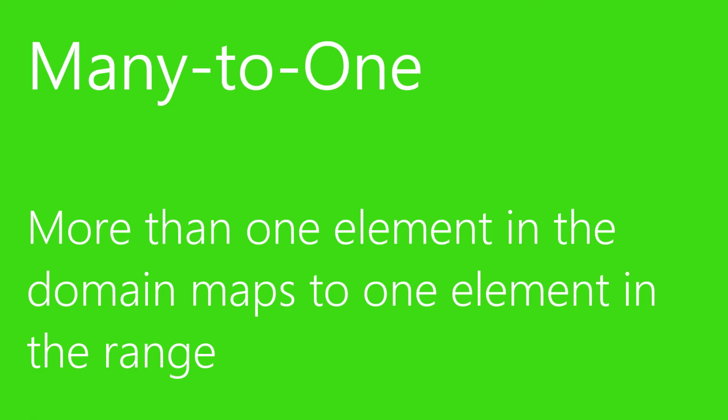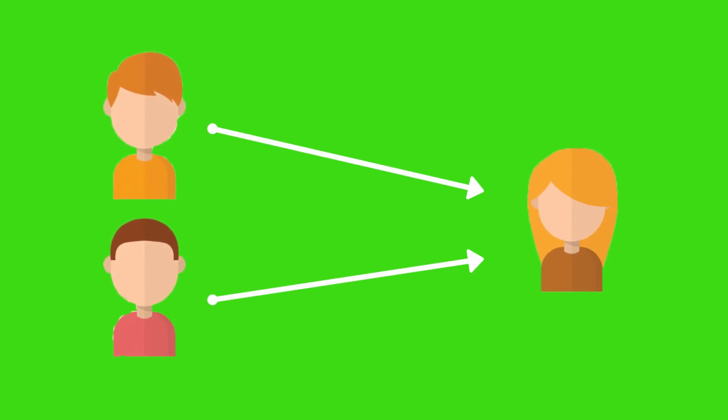In a many-to-one relationship, it means that more than one or many elements in the domain map onto one element in the range. That would be the relation like between your brothers and your sisters and your mother. All of you can share the same mother, but no child has more than one mother. That's the thing with the many-to-one.